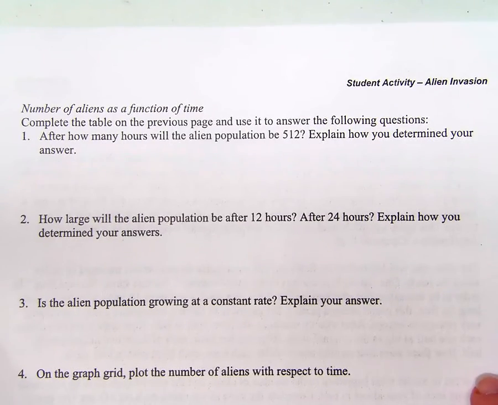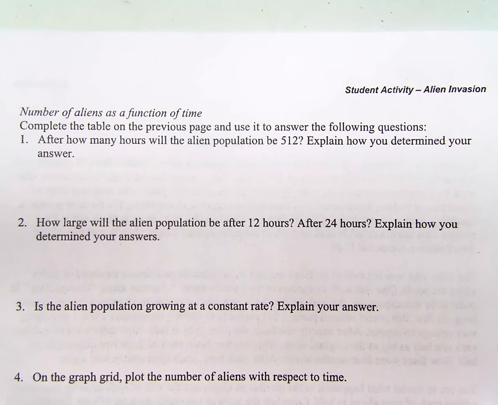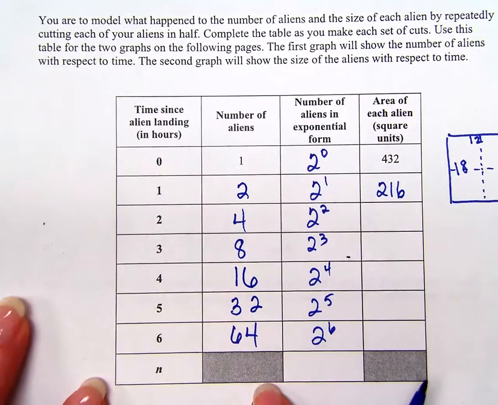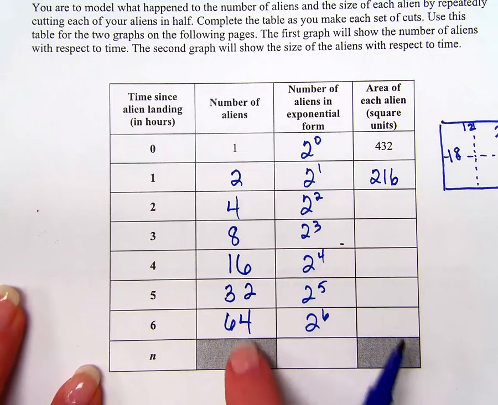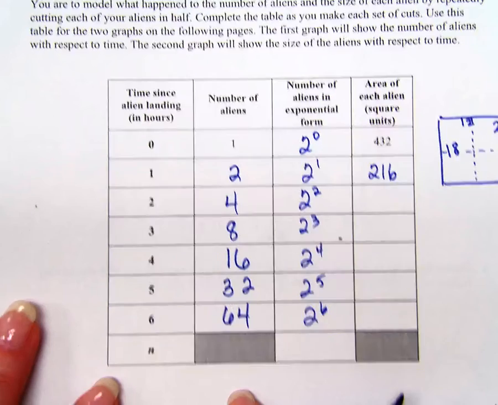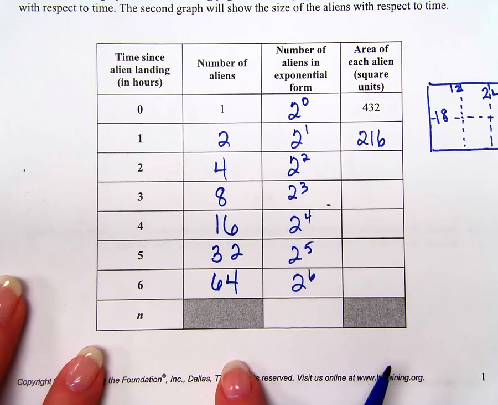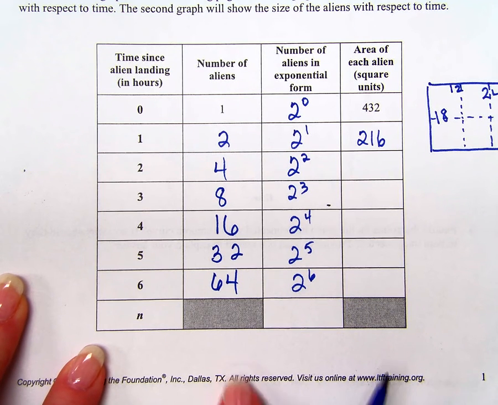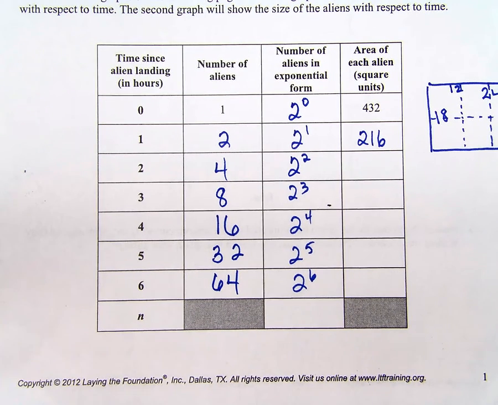So let's work on getting 1 through 5 together. After how many hours will the alien population be 512? Well, here's what I've got. The alien population would be the number of aliens, right? When is it going to be 512? How many different ways are there for us to figure that out? At least 3 that I can think off the top of my head, right? So you figure out a way to know when it's 512 and tell me what you get.